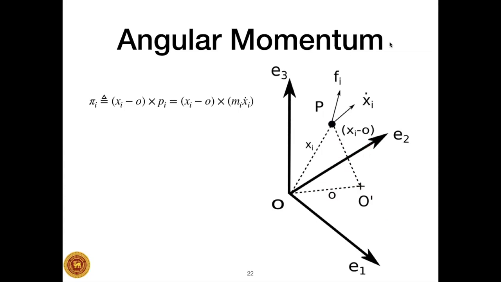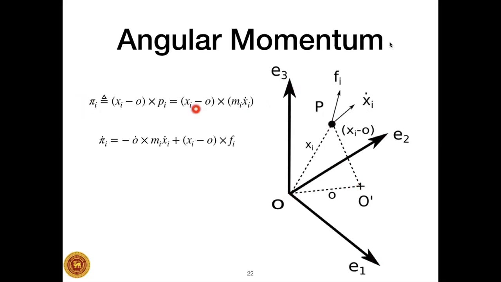Now if you take that R3 element, which is this ordered triple of numbers, and take the cross product with the ordered triple of numbers that gives you the linear momentum of the particle P, or mi times xi dot, that is what we will define to be the angular momentum of the point P in the frame E with respect to the point O prime.